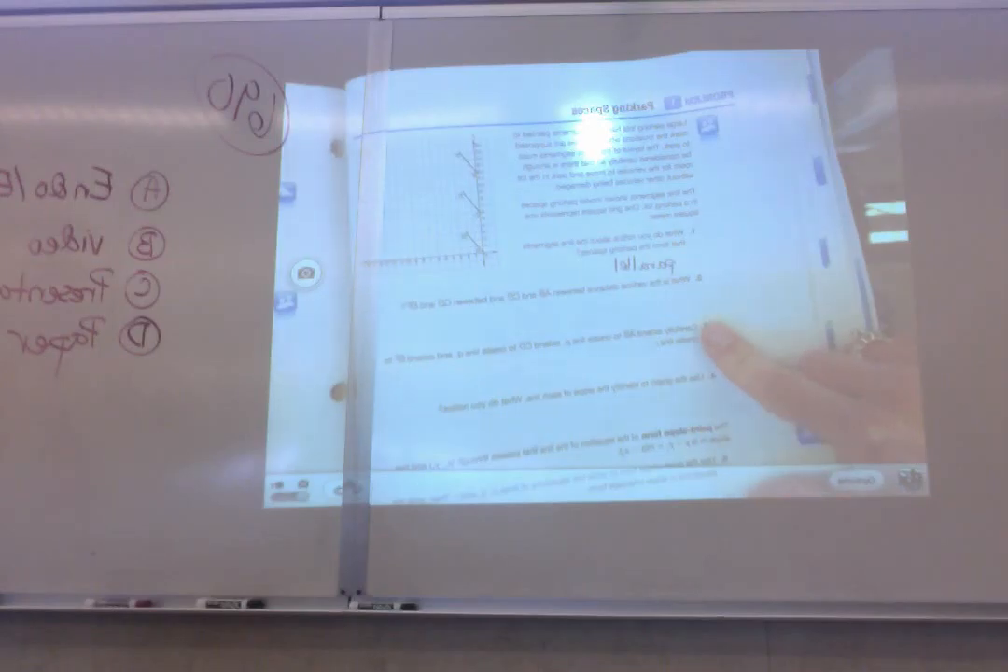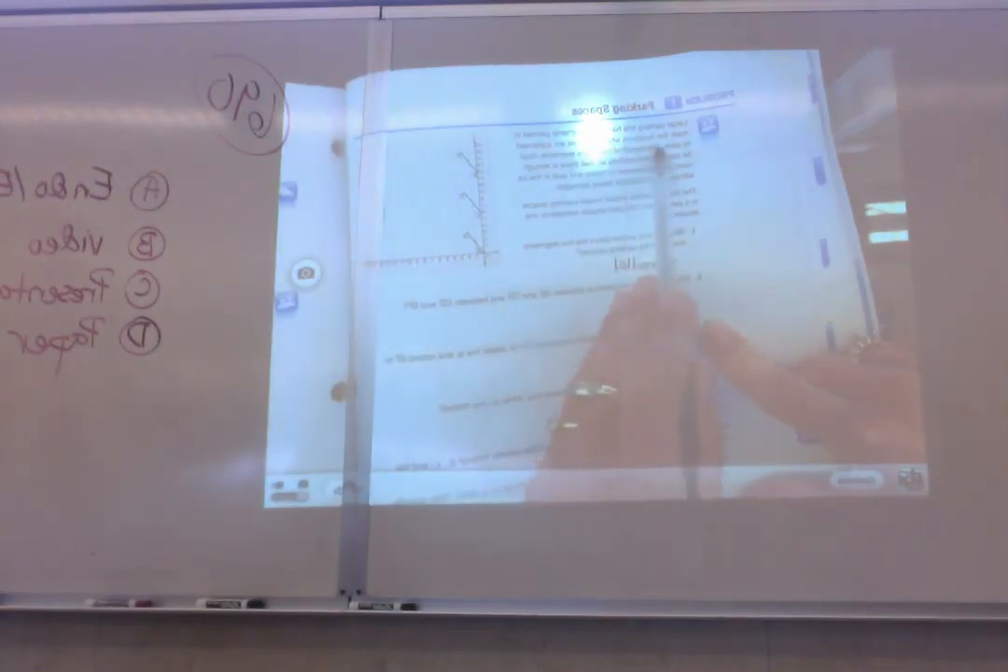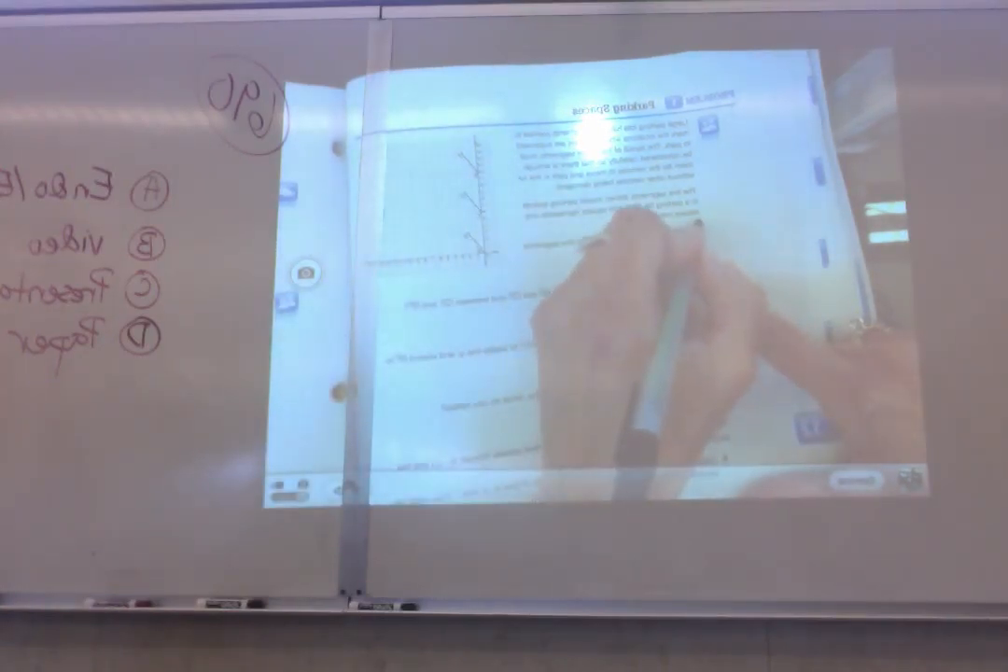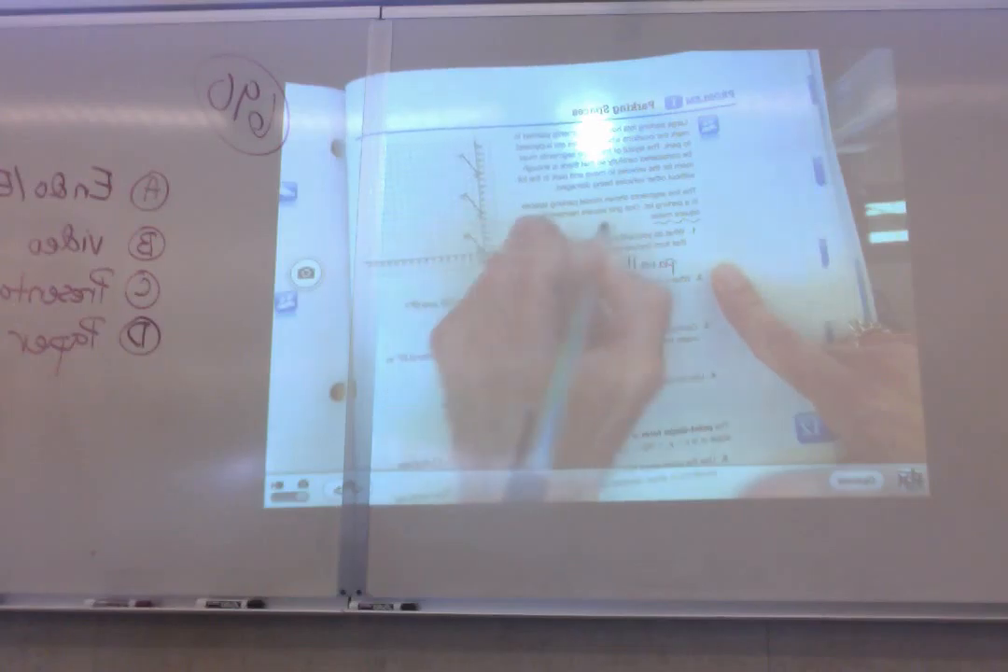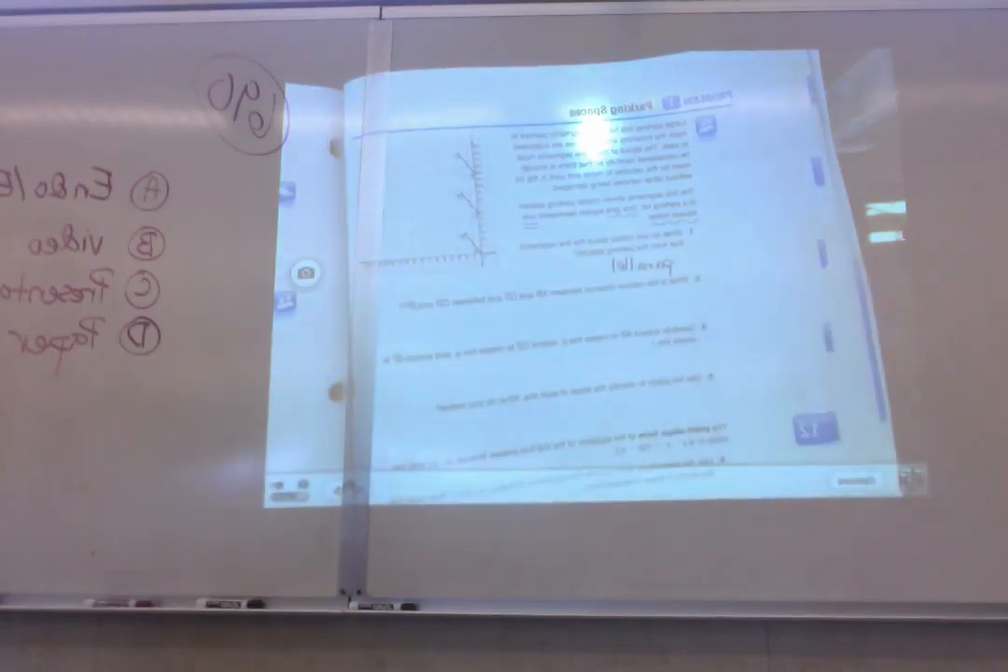6 each. Does it tell us what that grid represents? One grid square represents 1 square meter. 1 square meter each grid. So that is 6 meters. 6 meters wide.